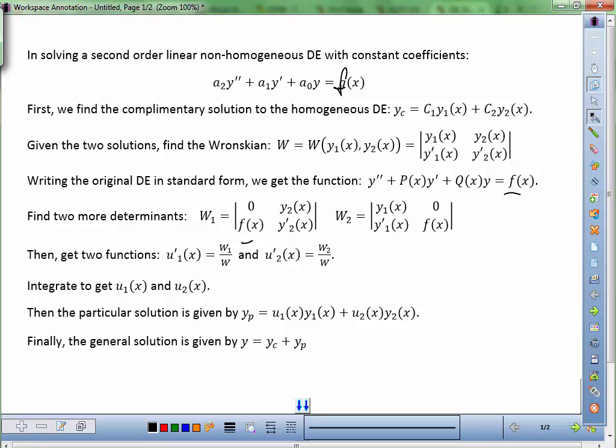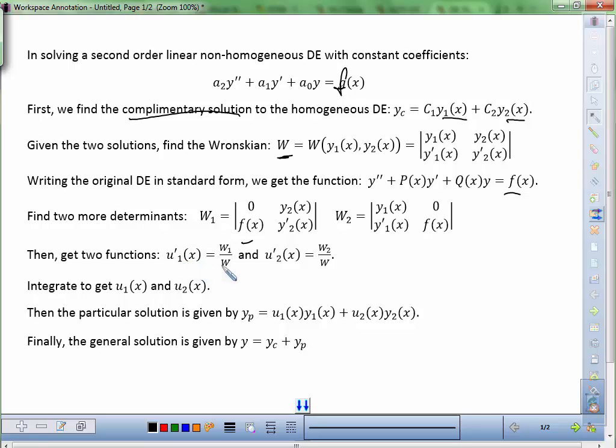What we're going to be interested in doing is finding the Wronskian. Well, first we have to find our solution to the homogeneous part. I think these are called complementary solutions. We find those two fundamental solutions for the second order, and then we put those two functions in the Wronskian to get a function that we're going to call W. And then we're going to find W1 and W2. And we're going to take the ratio of W1 over W and then W2 over W.